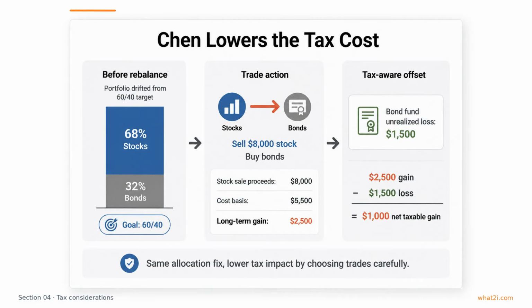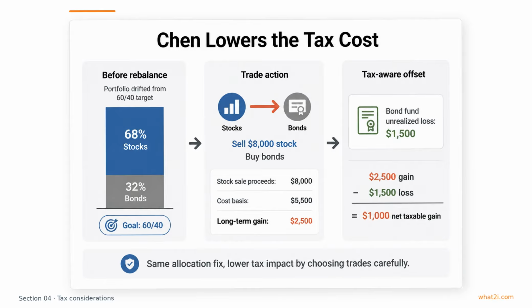Consider Chen, whose taxable portfolio has drifted from 60-40 to 68-32 after a stock rally. To rebalance, she needs to sell $8,000 of stock and move that money into bonds. The stock shares she plans to sell have a cost basis of $5,500, so the sale would create a long-term gain of $2,500. On its own, that gain would increase the tax cost of the rebalance, but Chen also owns a bond fund with an unrealized loss of $1,500.